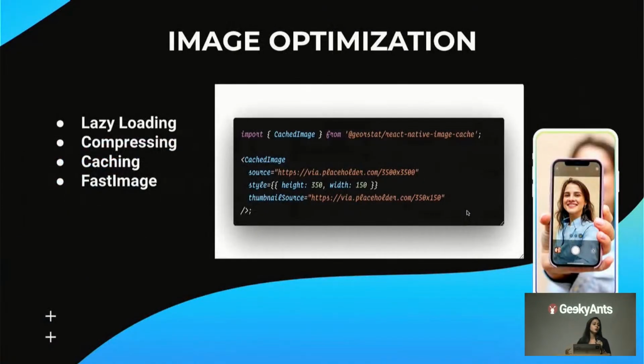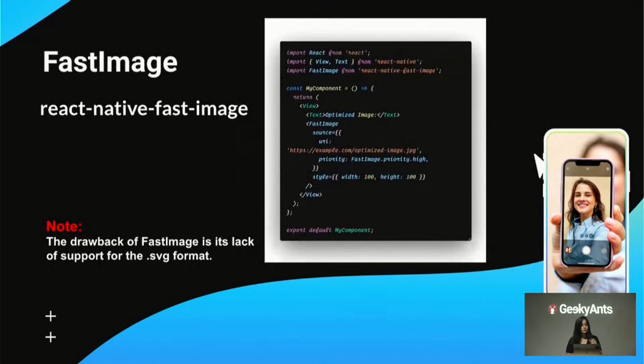Next up, we have image optimization. Since we discussed lazy loading, we're going to discuss image optimization as well. Image optimization can be done by lazy loading, compressing the image on the server side, and caching the image, as we have done over here using React Native image cache, wherein we are sending the source, the styling, and the thumbnail source. Along with that, we also have fast image, which we can use via React Native fast image. Here on the right side, you can see the example that displays that. In fast image, we provide the source where the URI is given, the priority of the image, and the styling is also provided.